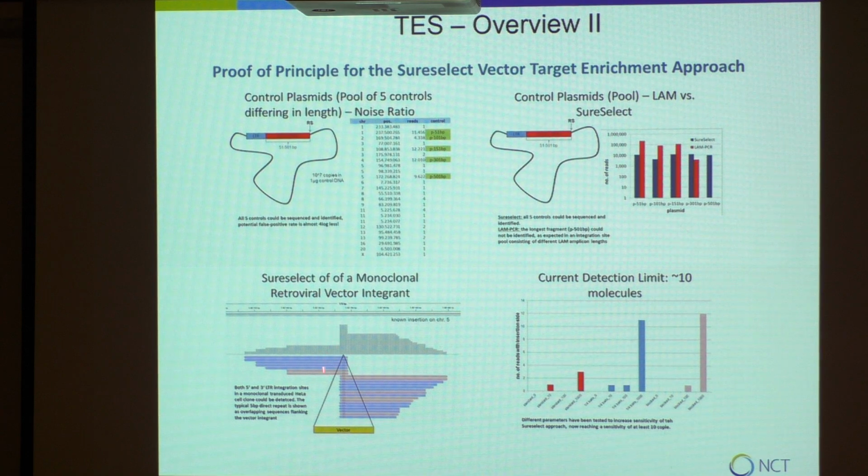So if you do this target enrichment, here is shown the 5' integration site. This was from a lentiviral vector. Here it's the 3' integration sites. We have left out the complete vector sequence so that you really can nicely see also the 5 base pair overlap that is generated by the lentiviral integrase.